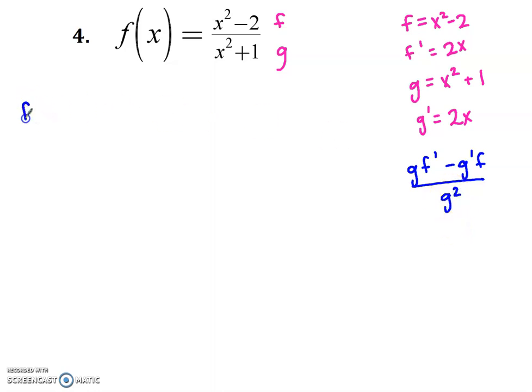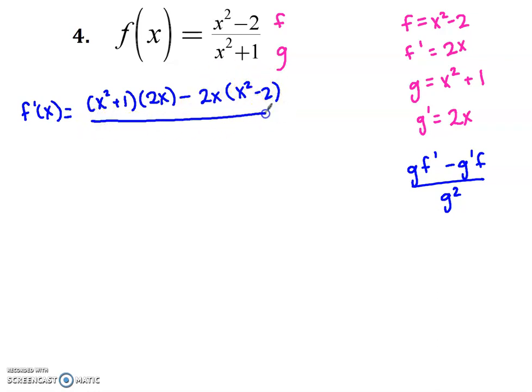So our derivative here will be g, so that's x squared plus 1, put it in parentheses because it has two terms to it, times f prime, which is 2x, minus g prime times f, so x squared minus 2, again put it in parentheses because it's two terms and we're going to have to distribute that negative 2x, all over x squared plus 1 squared.